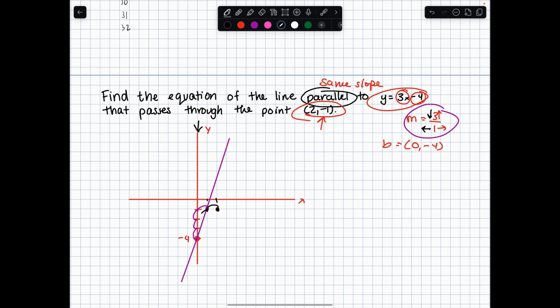We're going to go left, 1, 2, 3. Left, 1, 2, 3. And where is this? This is negative 5, negative 6, negative 7. We have b equals negative 7. So now our new equation is y equals 3x minus 7. So that's pretty much it. Those are your 3 different ways. If you still need help, feel free to ask me.